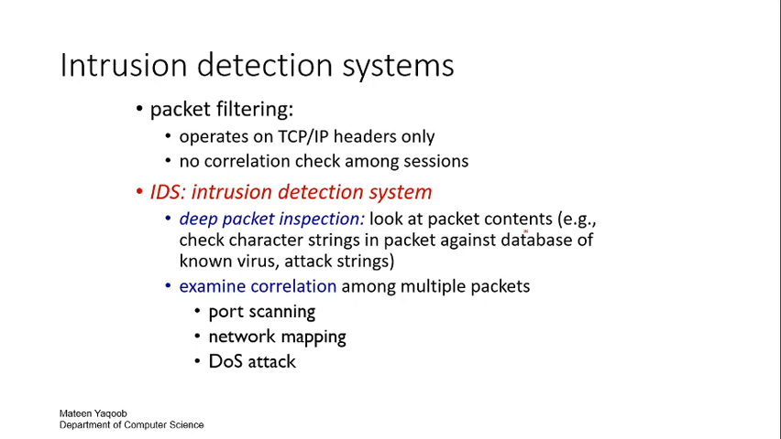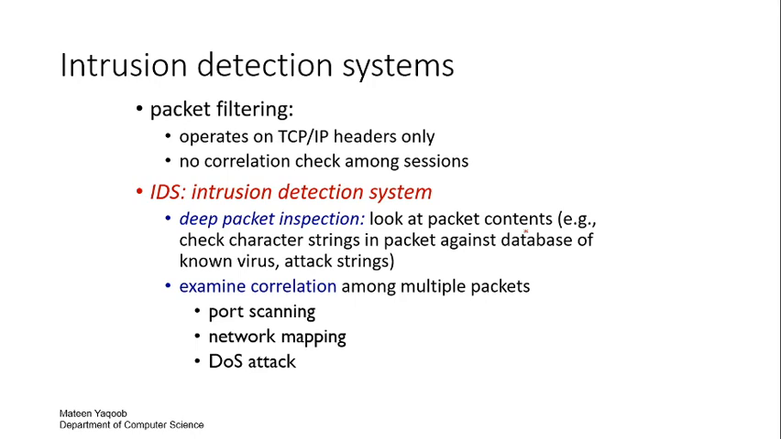So in order to further secure the internal network, or you can say your local network, we will be using a detection system called an intrusion detection system, because packet filtering or a firewall operates on TCP and IP headers only, and there is no correlation among the sessions. So an intrusion detection system is a deep packet inspection system that will look at the packet contents as well.